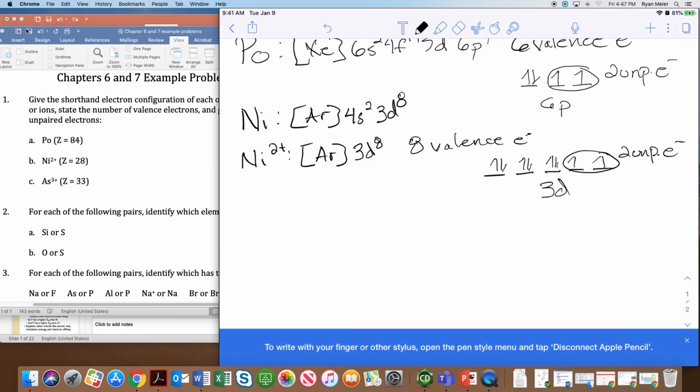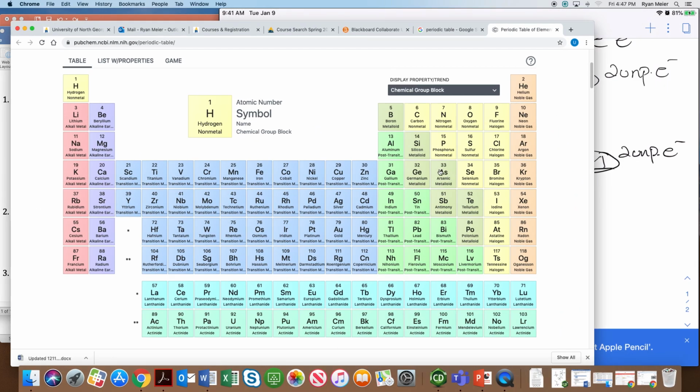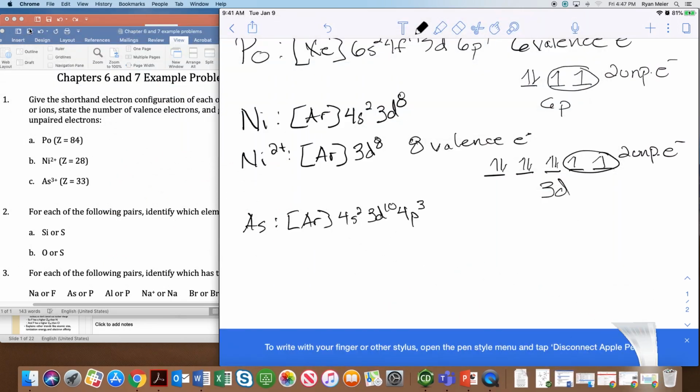And then we'll look at, again, the ion side of things. So we have arsenic, normally would have an argon core. And we said it's going to be 4s2, 3d10, and then it should be 4p3, because there's 3 spots in that p block for arsenic. But now again, we want to think, what's going to happen if we take 3 electrons away?